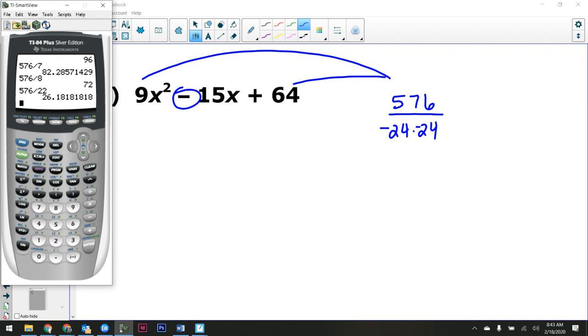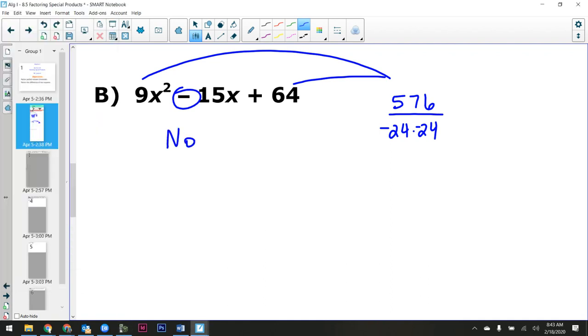No. See, look at these numbers. The smallest total possible I'm going to get is the one that's on the board there, negative 24 and negative 24. It could only ever get as small as negative 48. So what do I say about this one? I could make out this entire list, but I know that none of them are going to end up equaling negative 15.